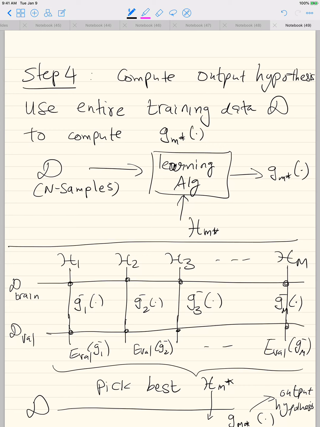This is just summarizing the 4 steps that I had before. You first train each individual hypothesis class separately using D-train, which has n minus k points. You compute the candidate output hypotheses. Then you evaluate each of them on the validation set. You pick H_M star, the hypothesis class with the smallest validation error, and then you train that hypothesis class on the full training set of n points, and you get g_M star, which is the output.